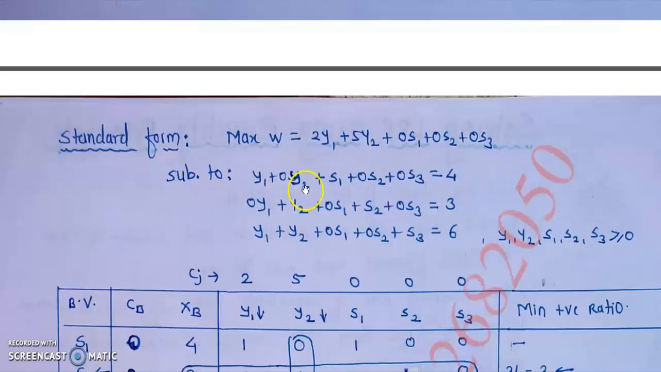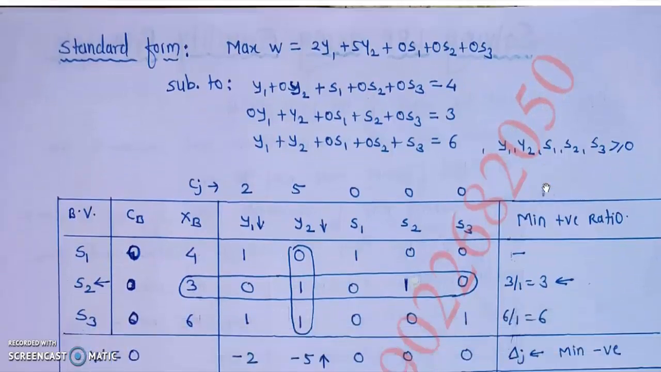So we are subject to y1 plus 0y2 plus s1 equal to 4, and all these variables are non-negative. We have the standard form of the table like in the simplex method, that is the basic variables. We start with all these slack variables s1, s2, s3, then CB, that is the coefficients of s1, s2, s3 from the objective function, and xB are nothing but the RHS of the constraints, that is 4, 3, 6.